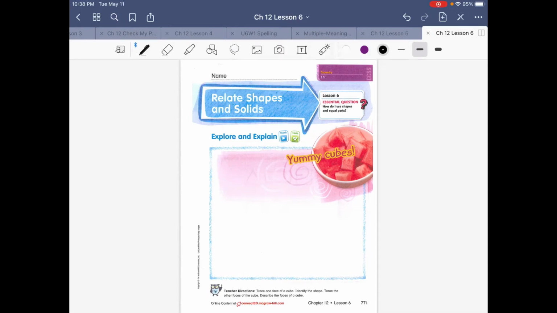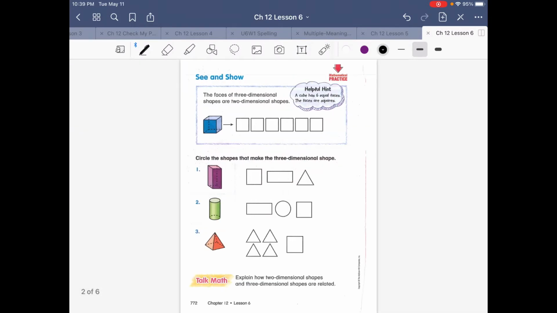Hi there, second graders. Let's begin lesson 6 of your geometry chapter. We're going to relate shapes and solids. What that means is we're going to relate 2D shapes to our 3D solid shapes. Let's turn our workbook page to 772. If you look on this page, you can see that the faces of three-dimensional shapes are two-dimensional shapes.